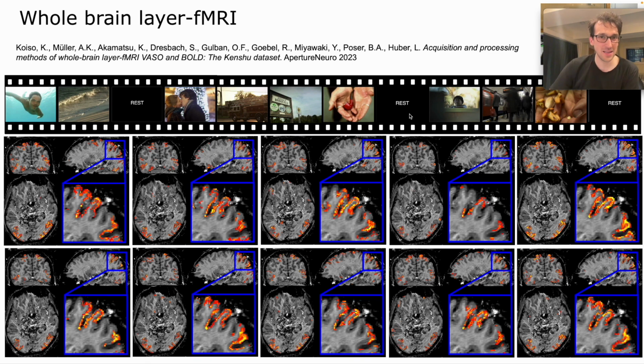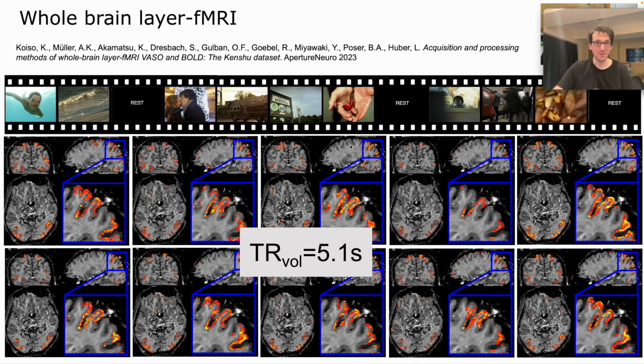So here in this study from Kenju, for example, we not only characterized this parameter space of how fast we can go, but also the repeatability and the data quality for neuroscience application studies or connectivity studies, like here for movie watching paradigms across many sessions. But there's a price. It's just a 5-second volume TR. And this is usually a price that most people do not want to pay because it's slow.